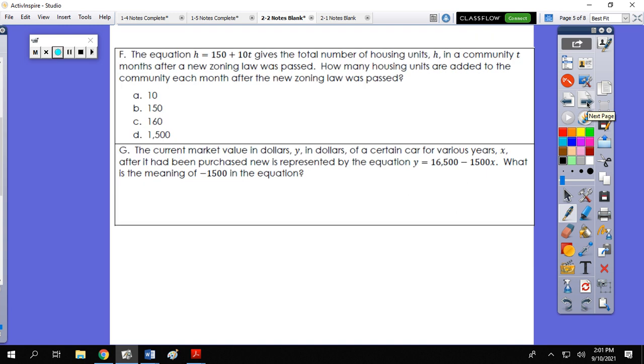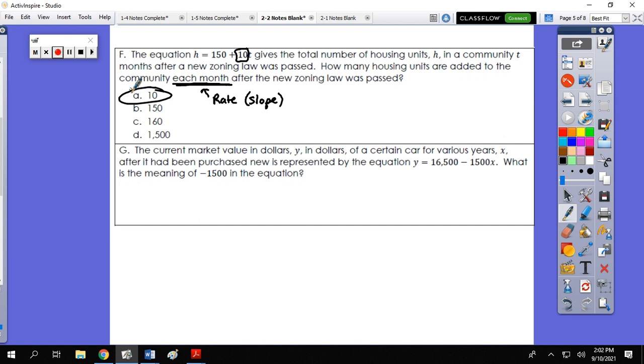The equation h equals 150 plus 10t gives a total number of housing units h in a community t months after a new zoning law was passed. How many housing units are added to the community each month, that's the key words right there, after the new zoning law was passed? This indicates that this is a rate, meaning a slope is what we're looking for. The slope is the number attached to the t, indicating that 10 homes are added each month.